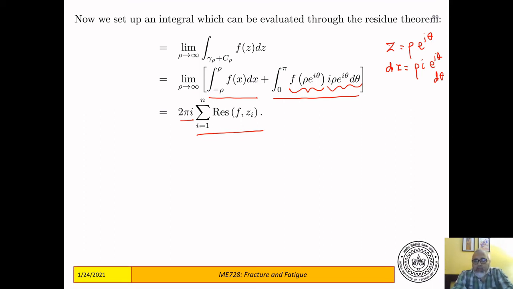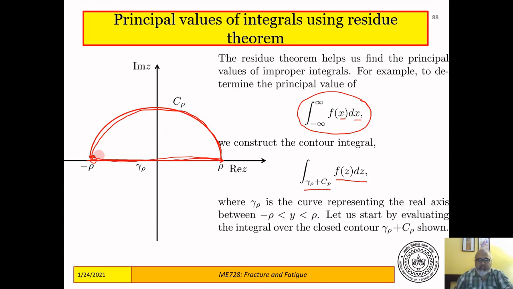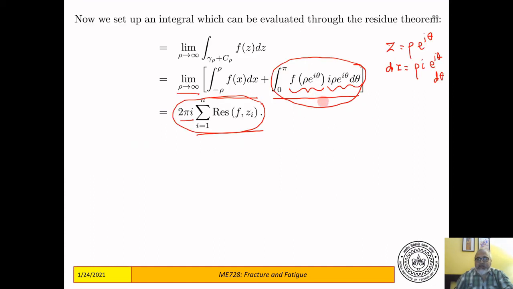Now what this means is that if I can find the residues, I can find the integral, but the whole thing hinges on the fact that this integral over the circle should go to zero as my rho tends to infinity, which means that as I push these 2 points further and further away to infinity, if this function goes to 0 in that limit, then 2 pi i times the sum of the residues is equal to the integral of f(x) dx from minus infinity to infinity. So that is what will happen if this goes to 0.